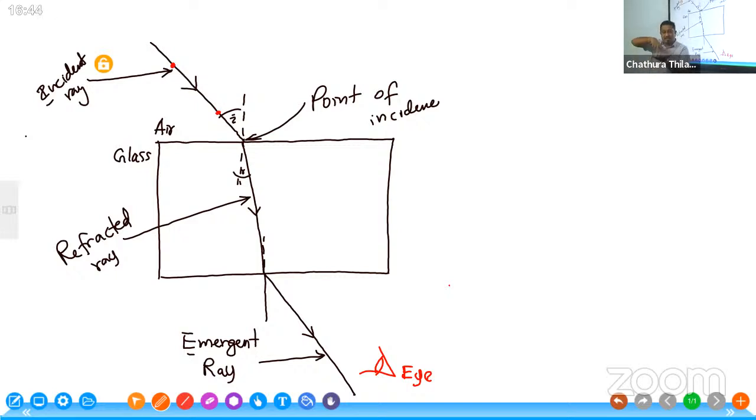Then fix another two optical pins on that side to overlap the image you see through the glass block.